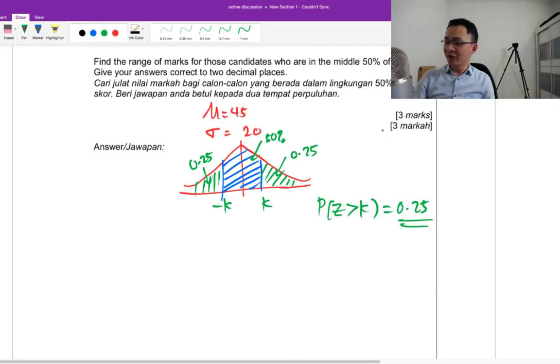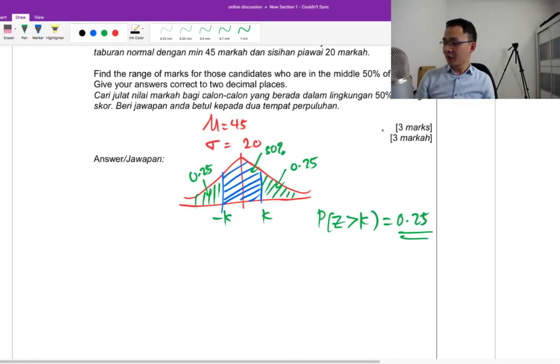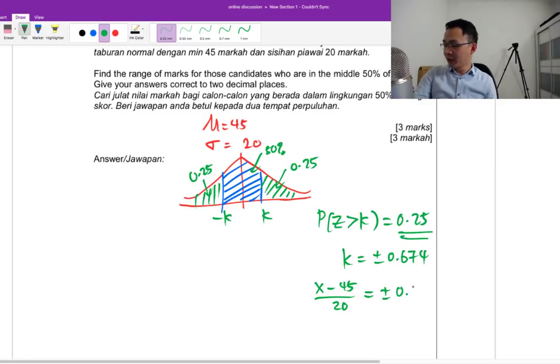So therefore, I know that my K is equal to positive negative 0.674. In order to find the range between them, k is a z-score. So in order to find this z-score, I will need to substitute the values into it. I will let the x become the mark they want. So I will say x minus mean over standard deviation equals positive negative 0.674.